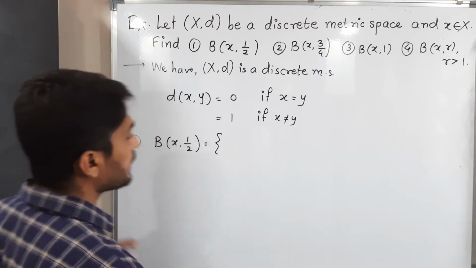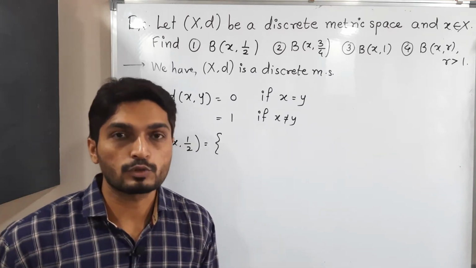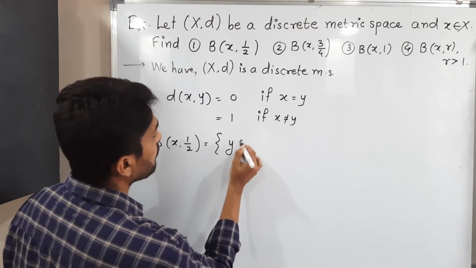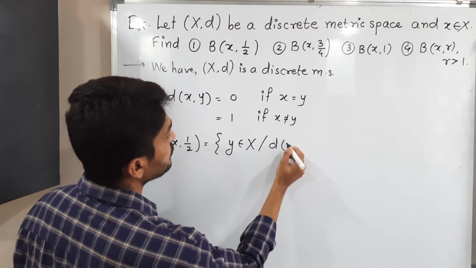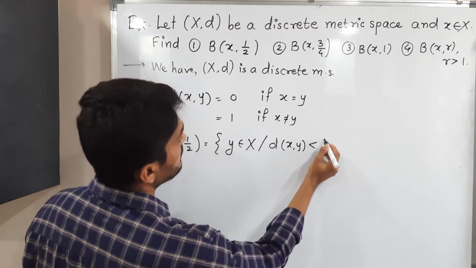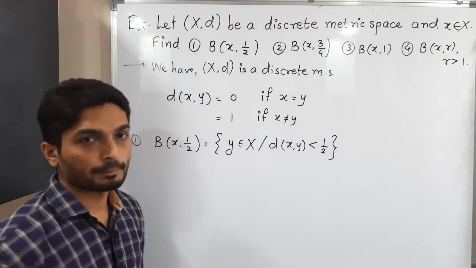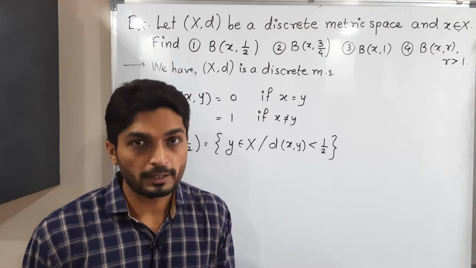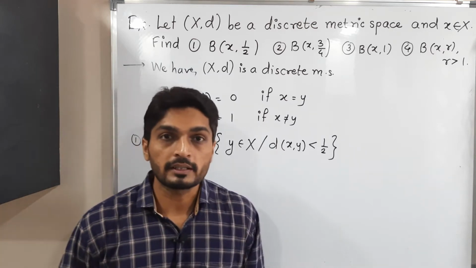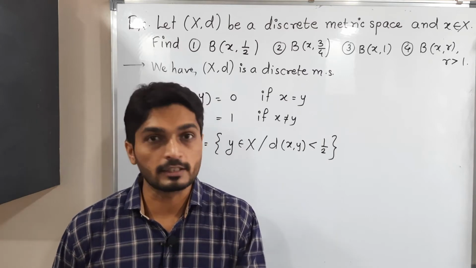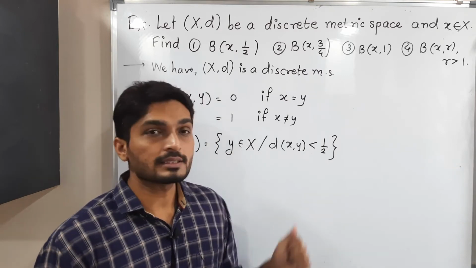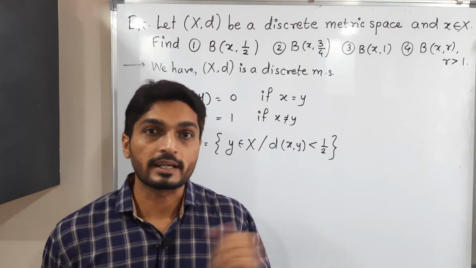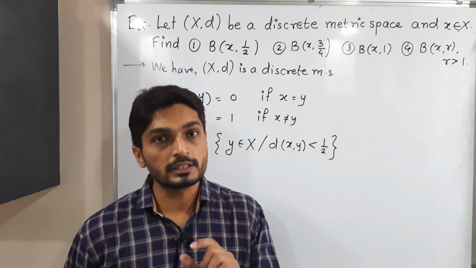Okay, so see, what will I do? I will simply apply the definition. The definition says, you remember, B(x, r) contains all points of X such that the distance of those points from x is less than r. R means here 1/2. So that means it will contain all points whose distance from x is less than 1/2. But as I told you earlier, in a discrete metric there are only two possibilities, either distance 0 or distance 1. So here the distance is less than 1/2, that means the only possibility is 0 distance, since 1 is greater than 1/2, right?